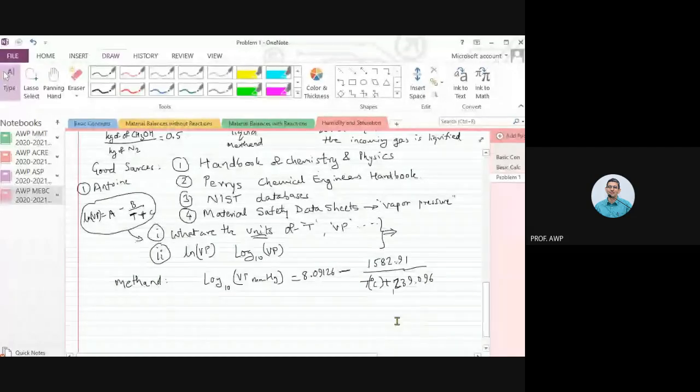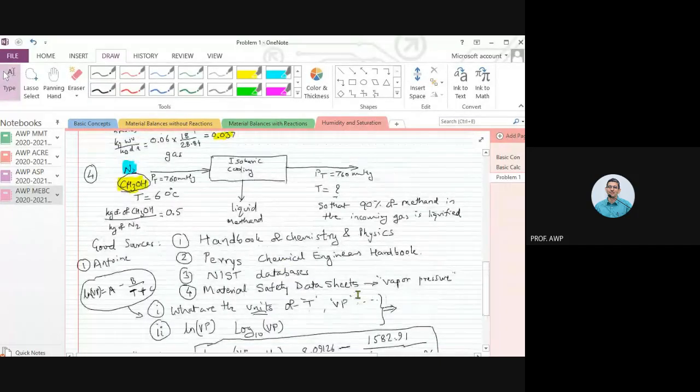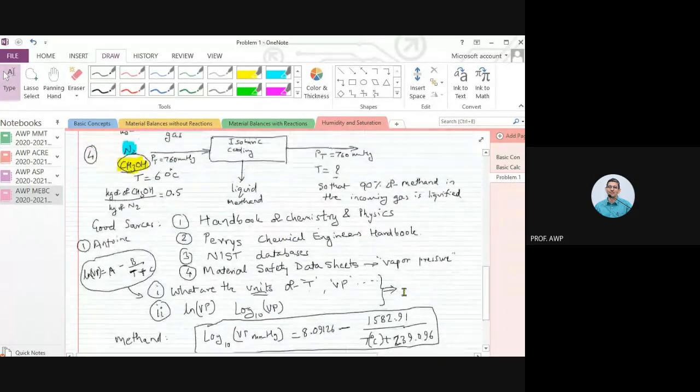Okay, so are you able to see the screen now? So I've just written the Antoine equation. I have written the ABC values here. Okay, can we go forward now? Can we solve this problem?